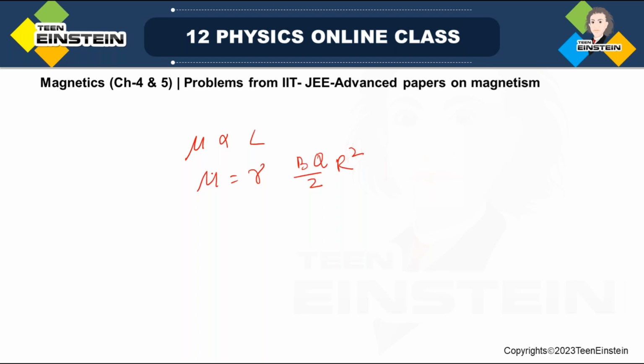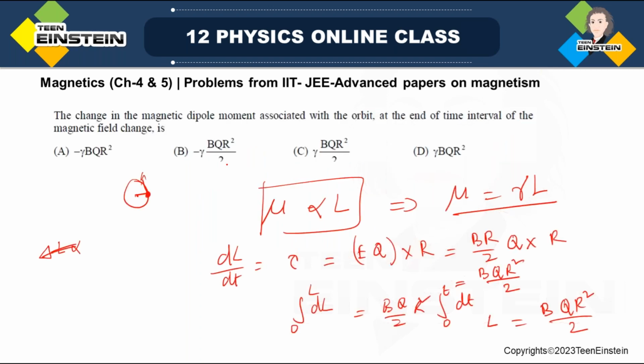And obviously we know mu is always in the opposite direction to L. Mu will be along this direction and L will be in the opposite direction, so there will obviously be a minus sign over here. Then we get mu is equal to minus gamma BQ R square by 2. I hope that is among the options. So this is the option, option B will be the correct answer.